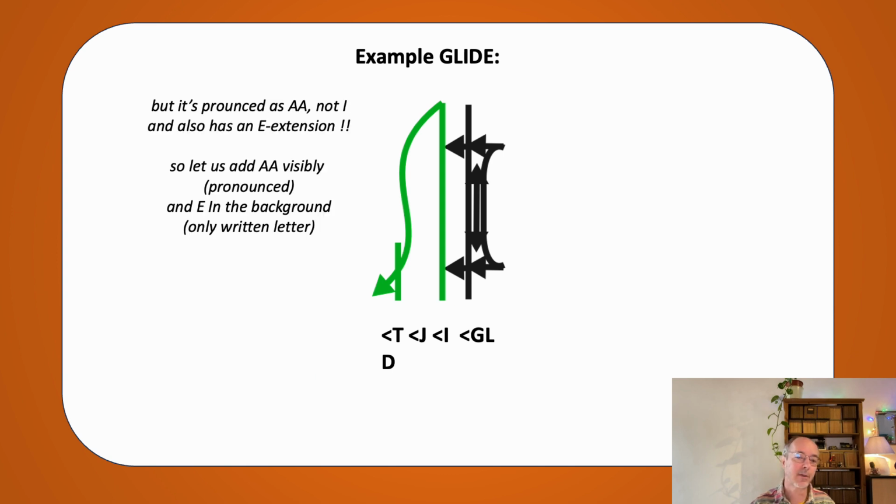But it is pronounced with an A, not with I, so it is written only as an I, and it also has an E extension. So we will have to add them visibly, the A at least, because that's pronounced, and the A in the background, it's just a letter that is written. That will be the tension, the intention in the background.